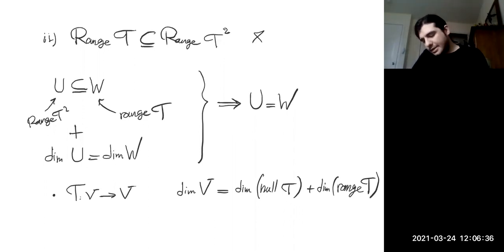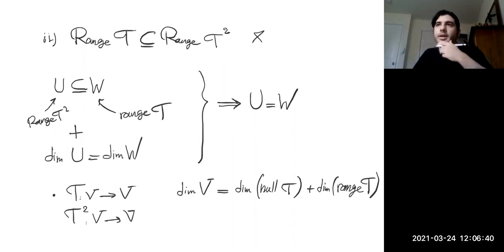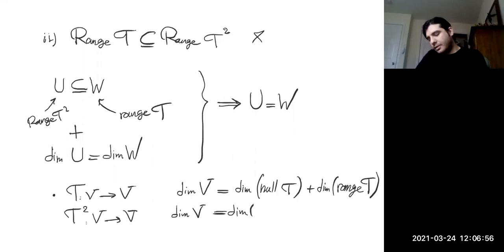But on the other hand, T squared itself is a linear map from V to V, right? Combination of linear maps is another linear map. So I can write down this theorem for any linear map, including T squared. So dimension of V is equal to dimension of null of T squared plus dimension of range of T squared.